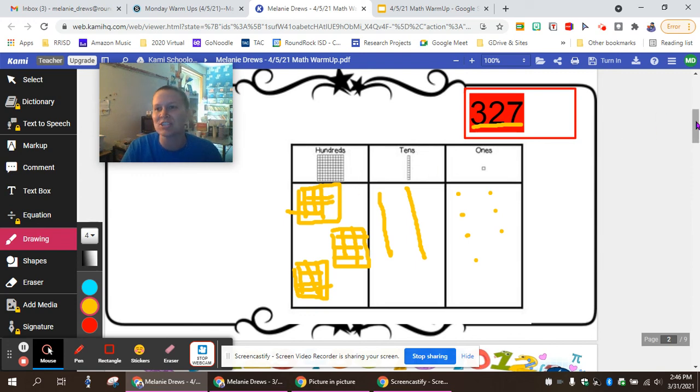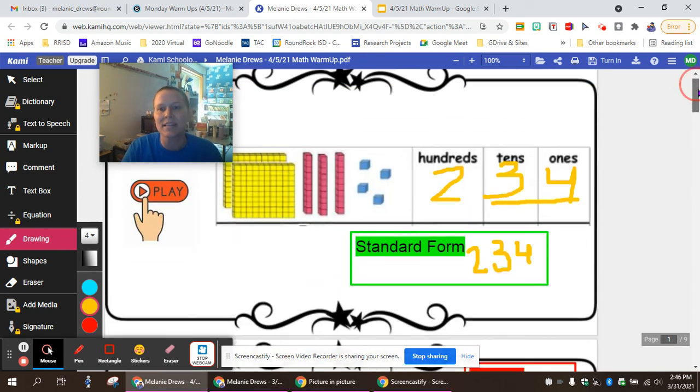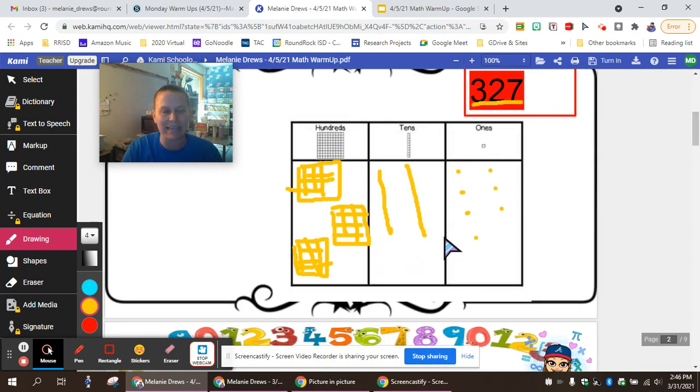Okay, so just to review today again: writing in what you see and in standard form, and then you drawing. Doesn't have to be pretty. Just has to be the right answers.